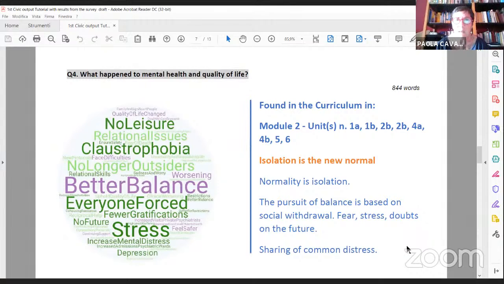Question number 4, what happened to mental health and quality of life? We received 844 words for this question. You can see that no leisure, claustrophobia, no longer outsiders, better balance, everyone forced, fewer gratifications, stress are the main words. And isolation in the new normal, isolation is the new normal, is the title we choose. And normality is isolation. The pursuit of balance is based on social withdrawal, fear, stress, doubts on the future, sharing of common distress.